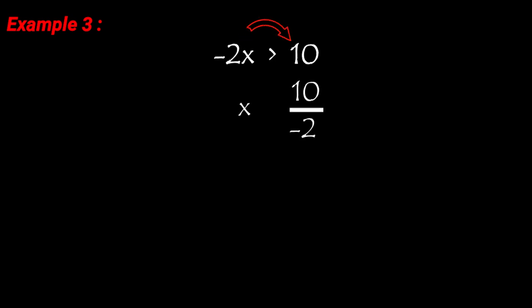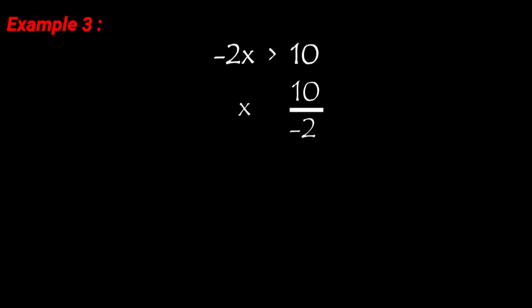Let's go on to example 3, where we deal with negative coefficients. In this inequality, we have negative 2x is more than 10. As we have negative 2 as the coefficient of x, to solve for x, we have to bring negative 2 over to the right-hand side, and it will be 10 divided by negative 2.